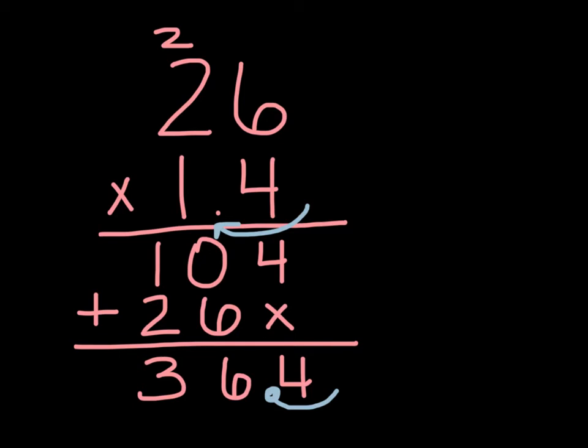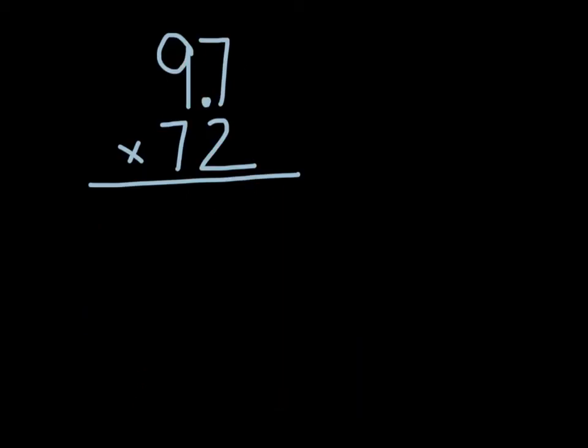But we do still have to remember something, and that is moving the decimal place over. Go ahead and hit pause and try to solve 9 7/10 times 72 on your own, and then when you get done, come back and see how I did it. Okay, let's see how you did.